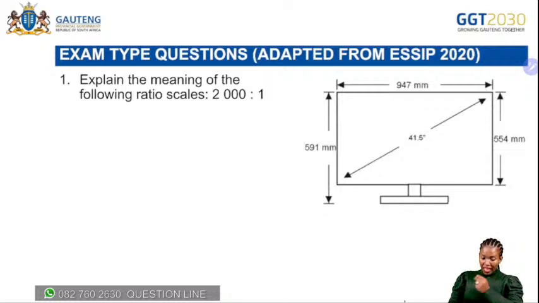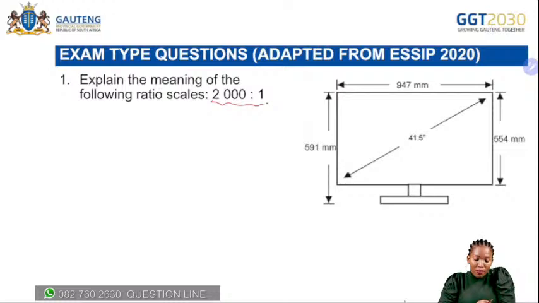So here is an exam type of question. We've got a television, as you can see, and it has the dimensions. So we also have a scale. The scale is 2000:1. This one is a bit different. You are not used to it. You guys are actually used to 1:2000. So in this case, it's like the numbers have been swapped. And it's not a mistake, guys. That's exactly how it is.